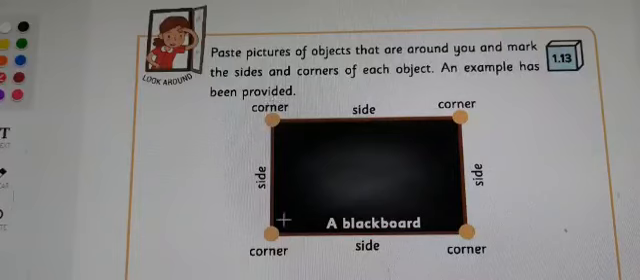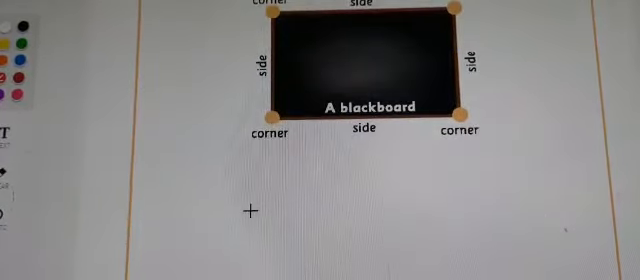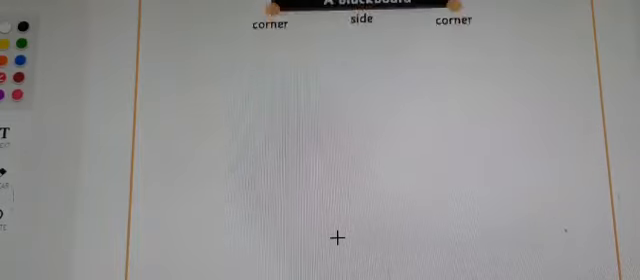So they gave an example here, a blackboard. Corners they marked and they wrote all the 4 sides. Like that, if you have any object picture, you can paste it here and mark the corners and sides. If you don't have a picture, no problem. You are all very good at drawing, no? You can draw any one object here and mark its sides and corners. Is it clear, children? This is homework for you, okay?